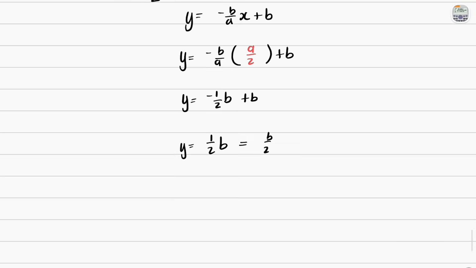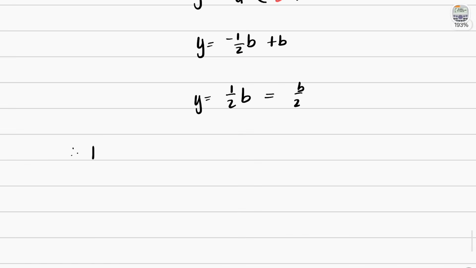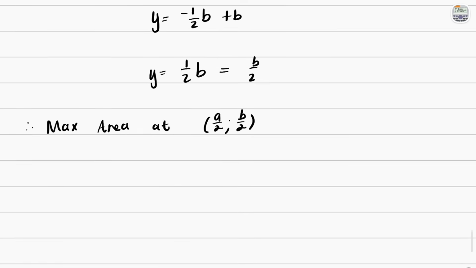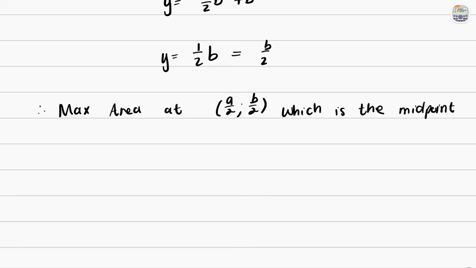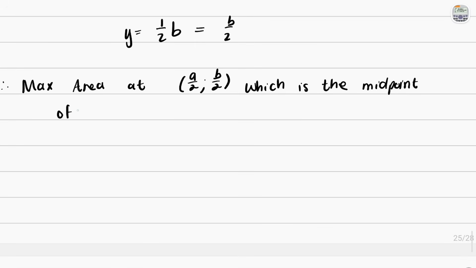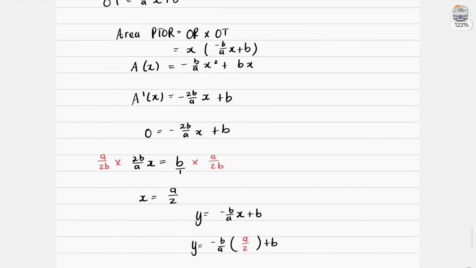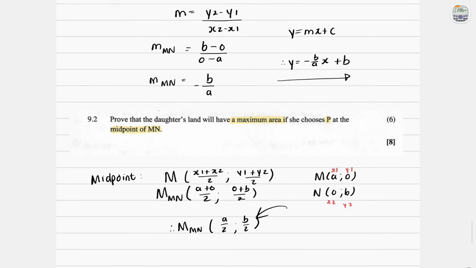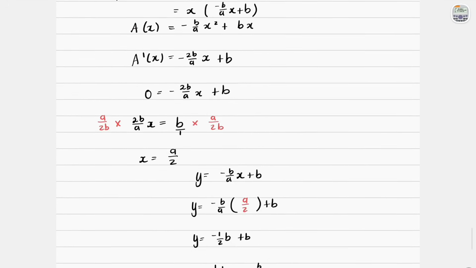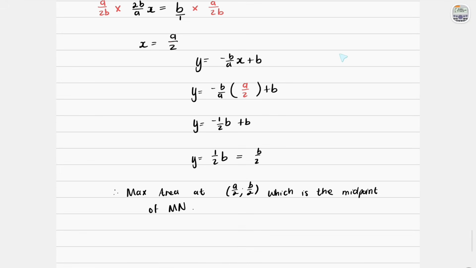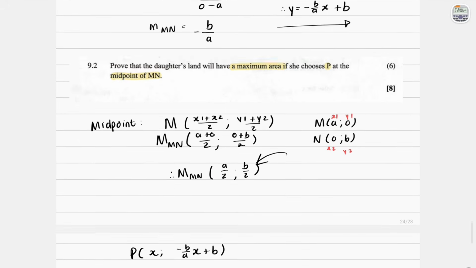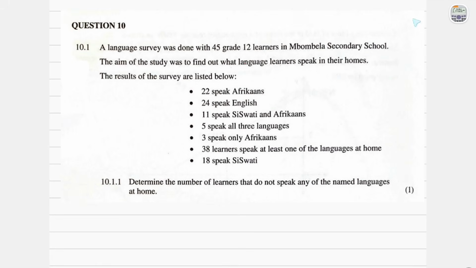You see that the maximum area will happen at a over 2 and b over 2, which is the midpoint as well, the midpoint of MN. And so that proves that the maximum area is going to be at the midpoint of MN. And that is our answer. And that is it for question 9.